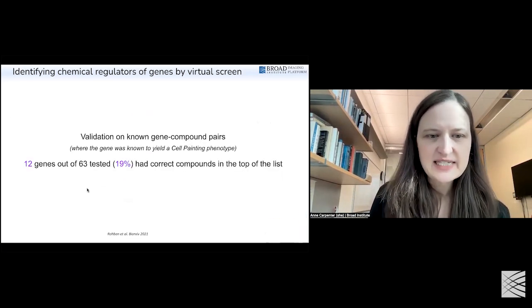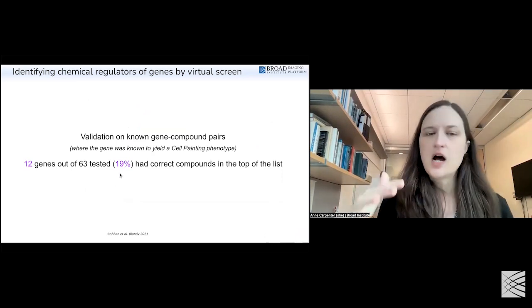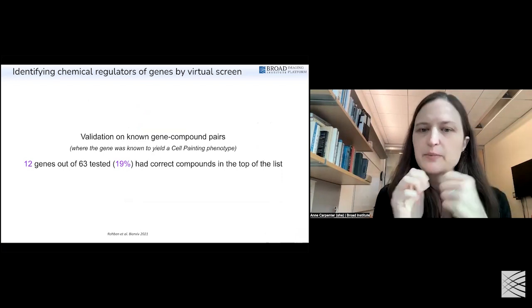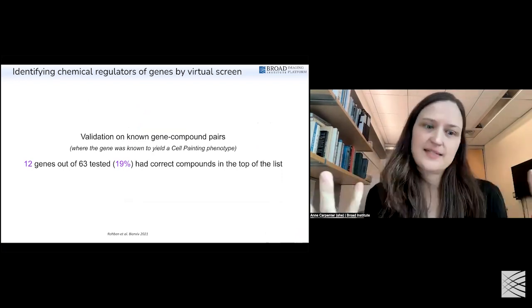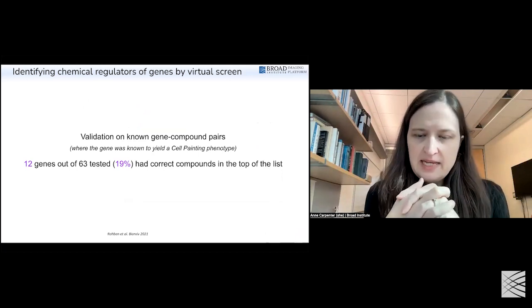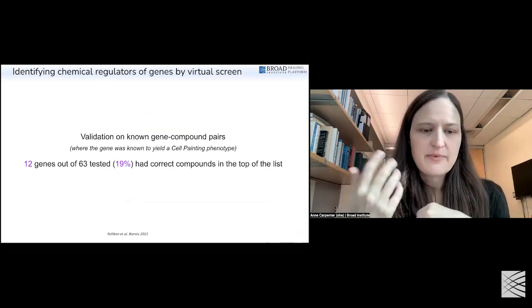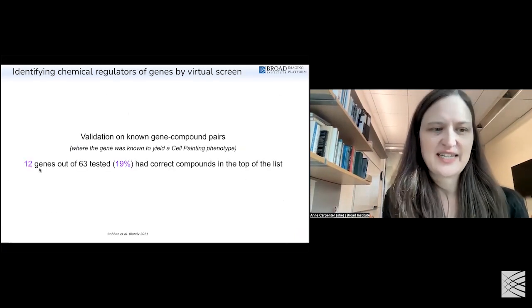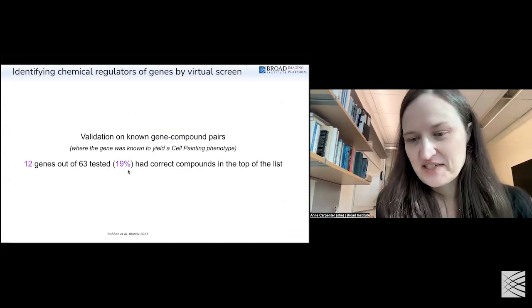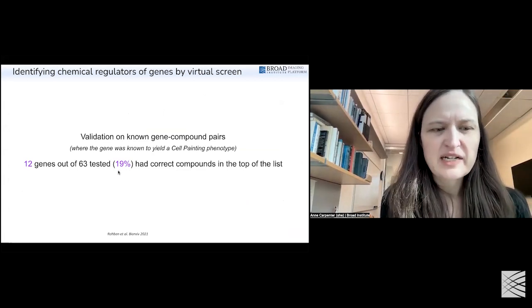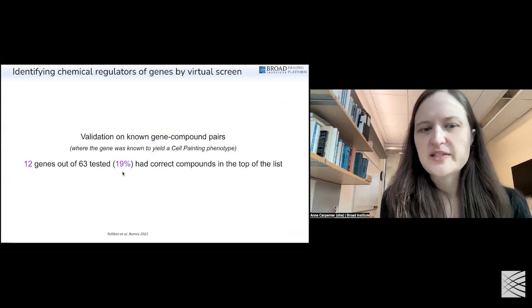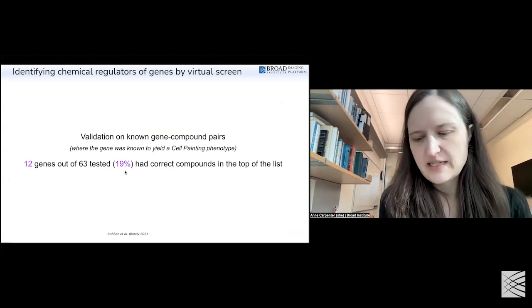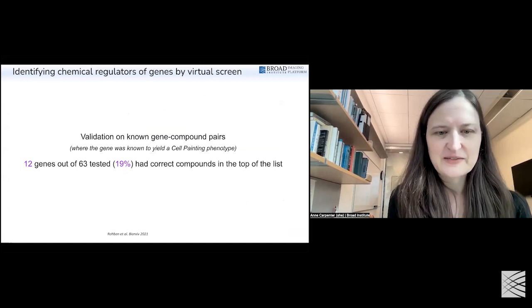But we were pretty impressed that it actually worked 19% of the time on a set of known gene compound pairs. So for particular compounds that were known to target particular genes, we tested this relatively small set and found that 12 of them gave the correct compound towards the top of the list. And so we were pretty excited by this. It might not sound like all that much to say, 19%, I wish it was 100%, but if you tell a pharma company that they can reduce their screening costs by 19%, you can see how happy they are, because this is something that they, of course, spend millions to billions on collectively.